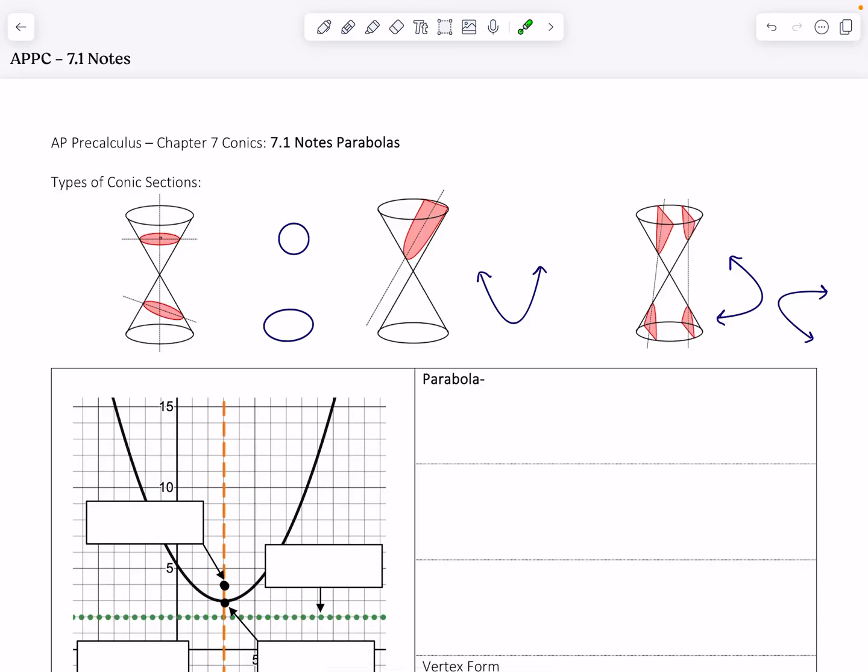Okay, pre-calc, let's go ahead and talk about our last chapter, which is chapter 7, which is all of our conic sections. So we're going to be diving into conic sections today. But FYI, there are different types of them.